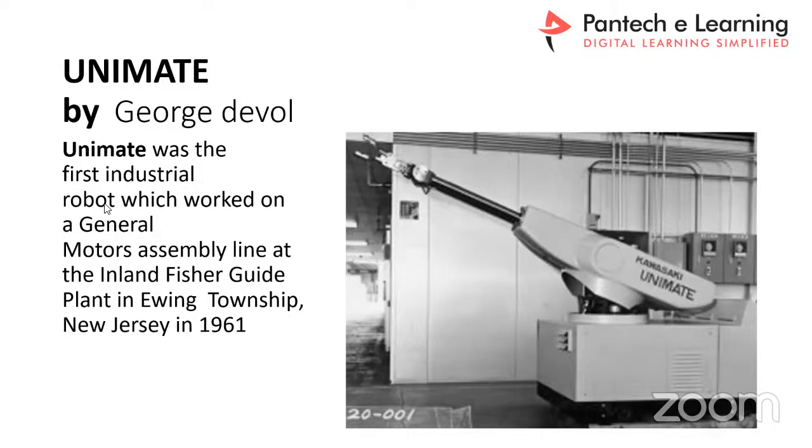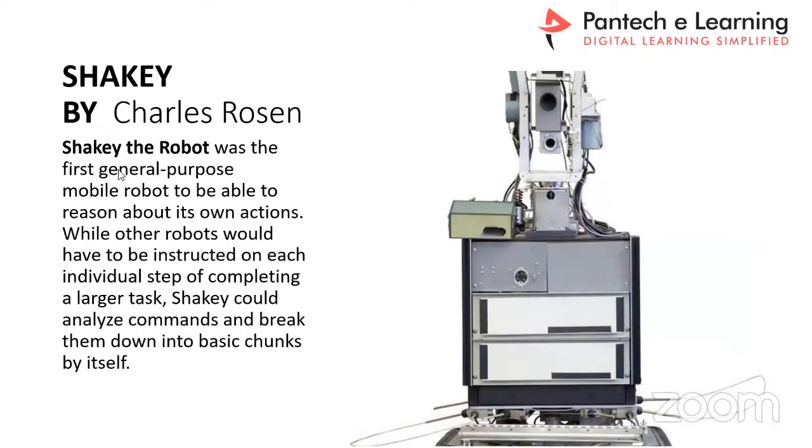Unimate was the first industrial robot, which worked on the General Motors assembly line at the Inland Fisher Guide Plant in Ewing Township, New Jersey, in 1961. And then Shakey, designed and developed by Charles Rosen. The Shakey robot was the first general purpose mobile robot.